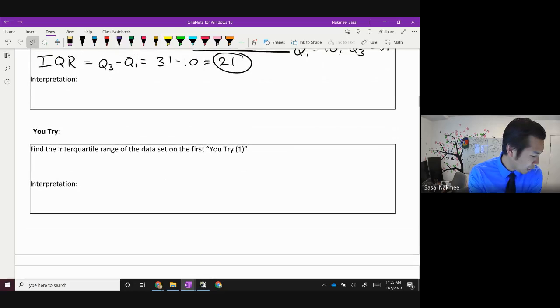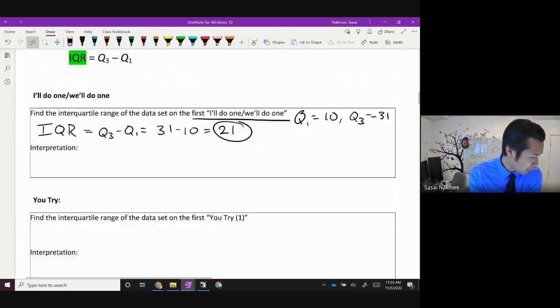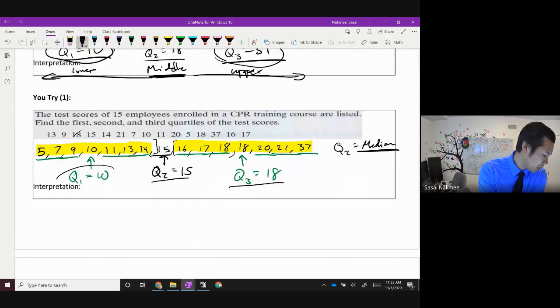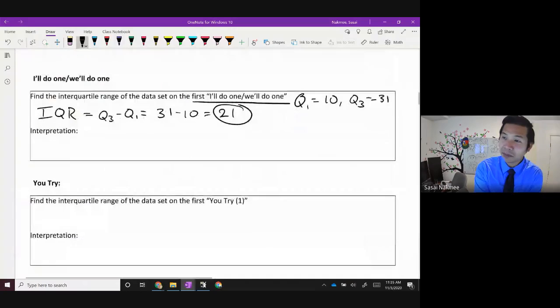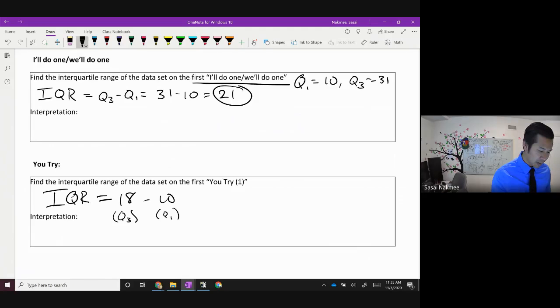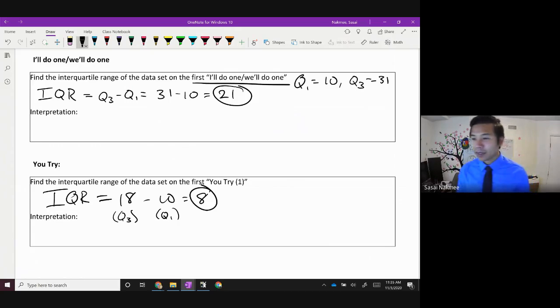For the You-try, get the IQR from the data set from the first You-try. So let's go over there and look at that. The IQR here has Q1 equal to 10 and Q3 equal to 18. So let's write that down. What's the IQR for this one? It's going to be 18 for Q3 minus 10 for Q1, and we get 8. That's my answer.